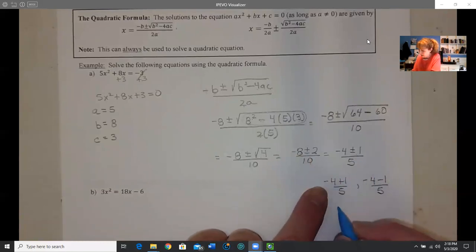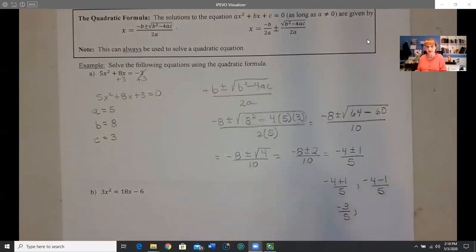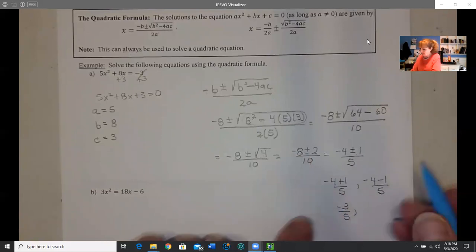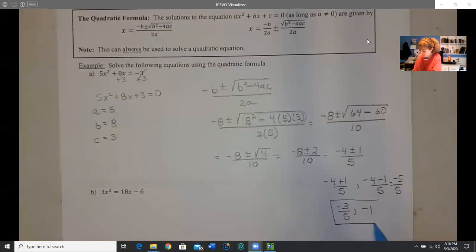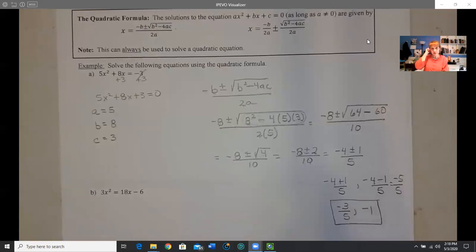This gives me -3/5 as an answer, and -5 over 5, which is -1. Okay. Those are your two solutions.